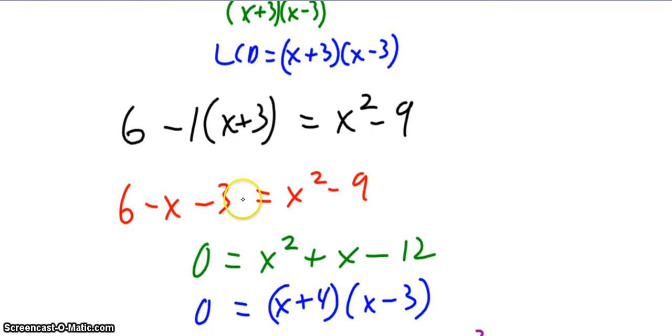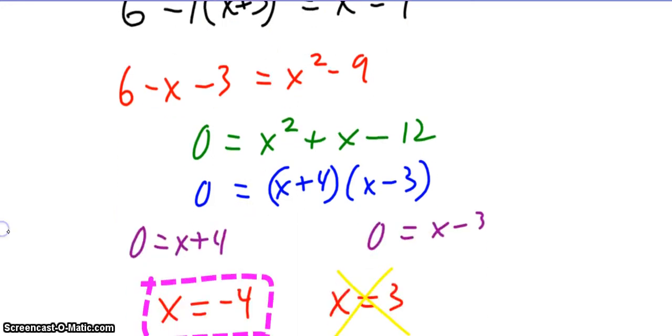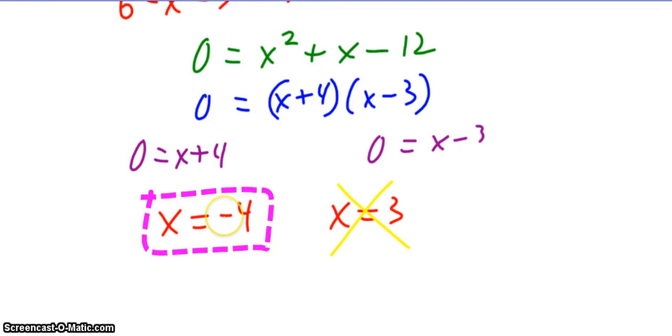Now this becomes a quadratic equation. So I distribute the -1, bring everything over to one side, combine like terms. This is a very nice equation. It factors into x plus 4 times x minus 3. Since this equals 0, I can set each factor equal to 0, and that is how I get my solutions of x equals -4 and x equals +3.